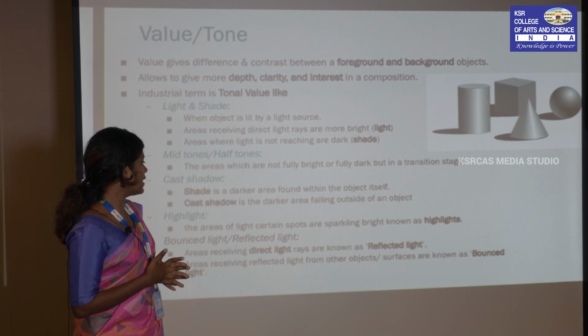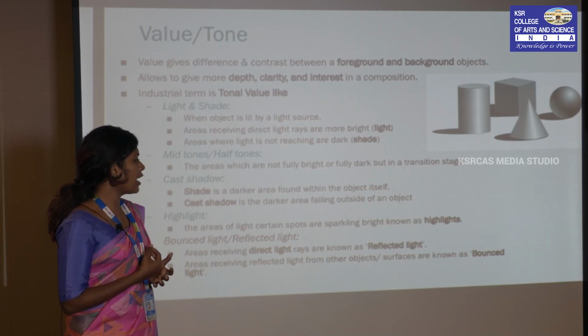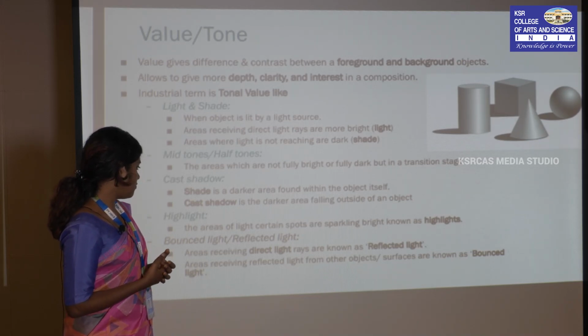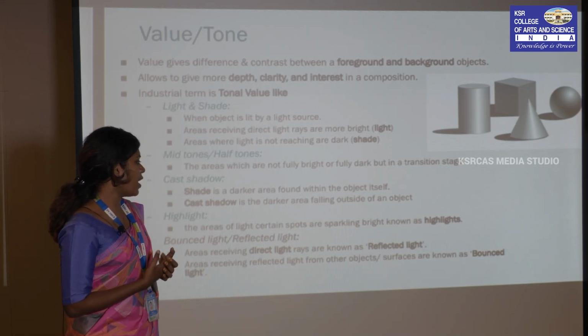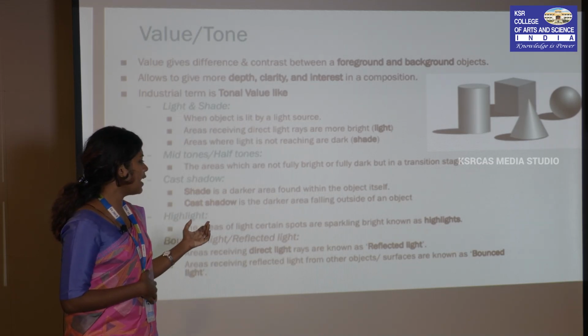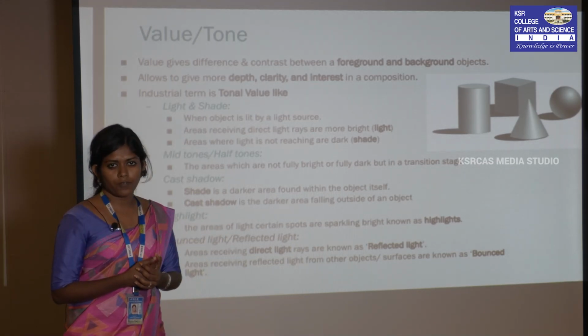Highlights are the areas of light where certain spots are sparkling bright. There are two types of lights. For example, bounce light are the areas receiving reflected light from other objects, but at the same time reflected light are the areas receiving direct light rays from the source of light.